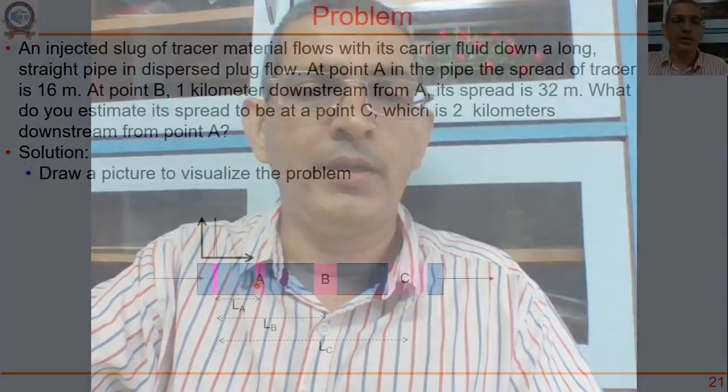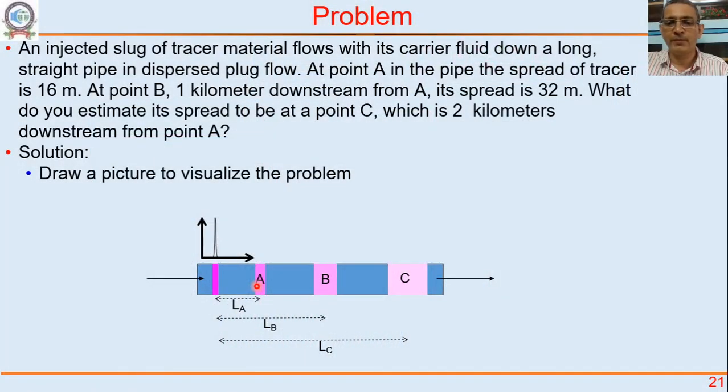That's one. Second is, let's say there is a river. Imagine that instead of this pipeline there is a river, and somebody has put a pollutant at some location. We want to know how that pollutant is going to persist downstream. How long will it persist? If you think that this is a river, somebody has put a pollutant here. At this location A, our pollutant has spread this much.